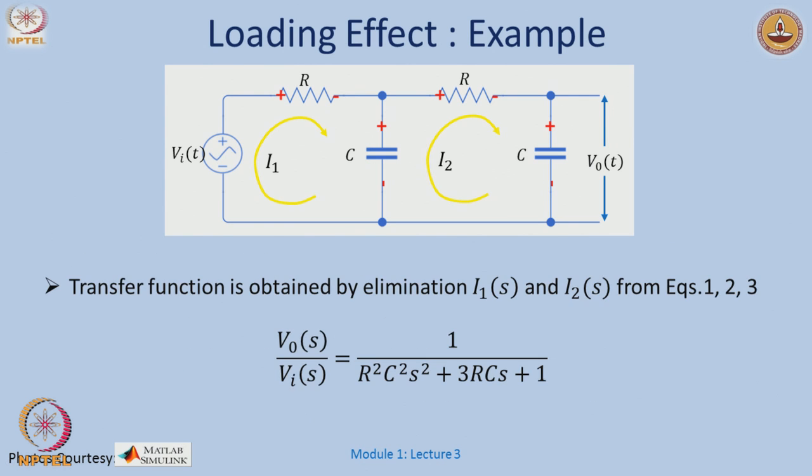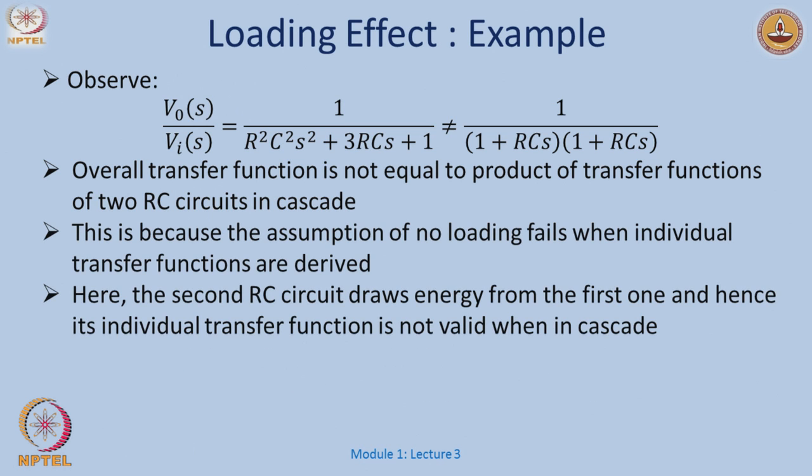So, what is happening here? If you see this circuit, the overall transfer function is not equal to the product of the individual transfer functions, right. This is because, again, the assumption of no loading fails. Okay, how does it fail?